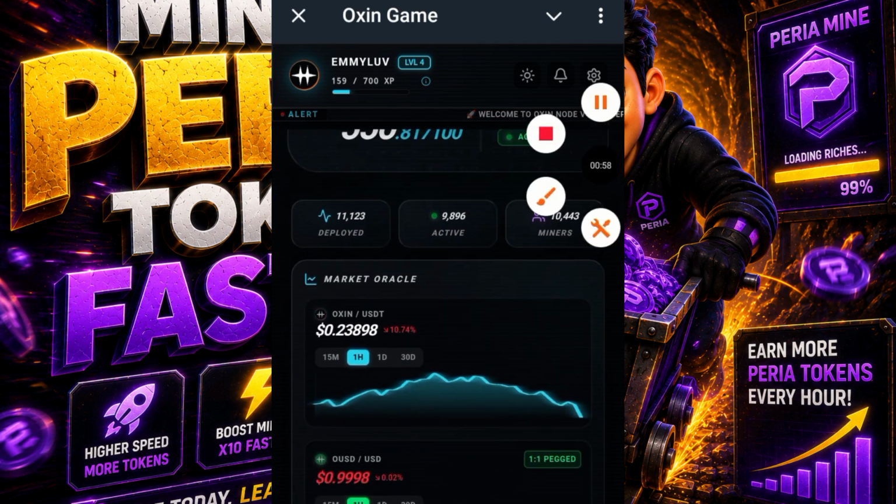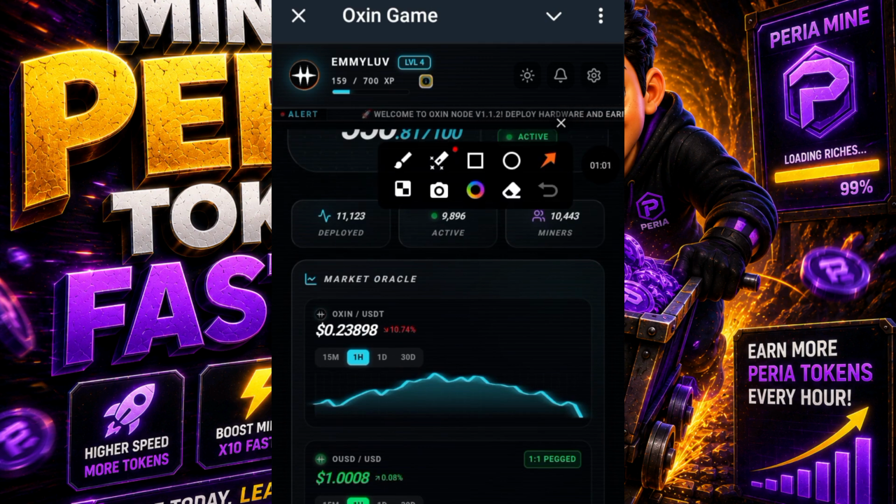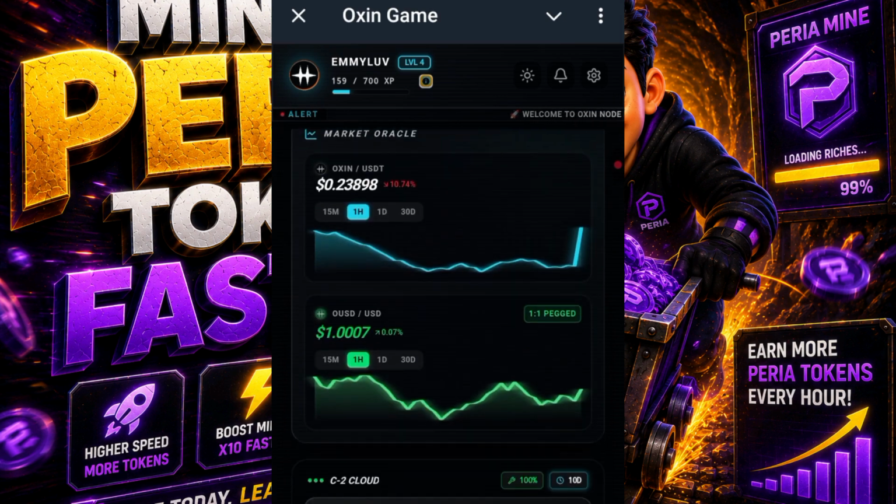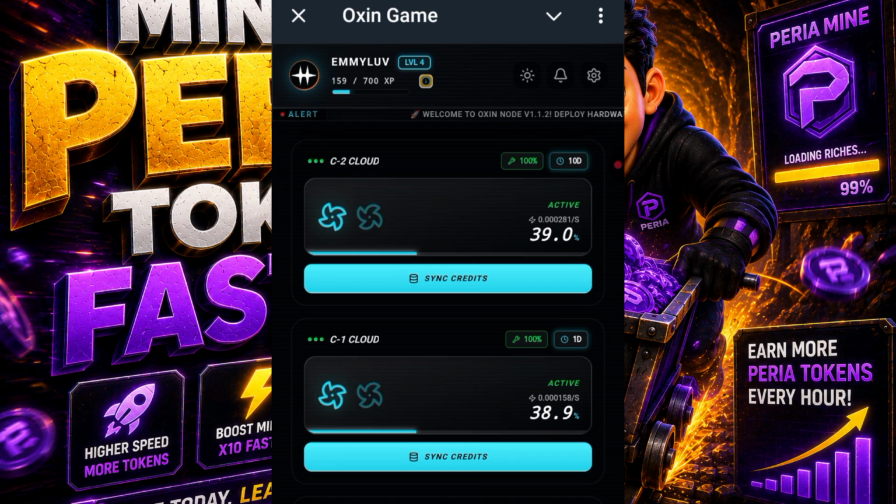So as of now, you can see the current price of the token Oxin to USDT is around 0.23898 dollars. In my previous video I bought some machines and I was able to understand certain things about those machines. Now you can see this particular cloud, this one I bought with $10, and they have a specific period of days after which they will expire.